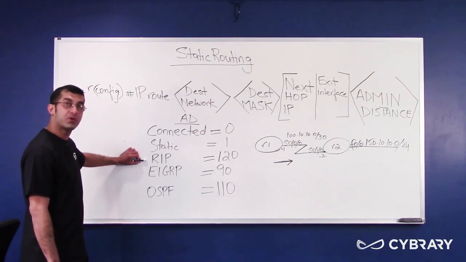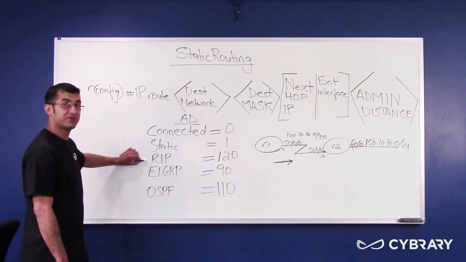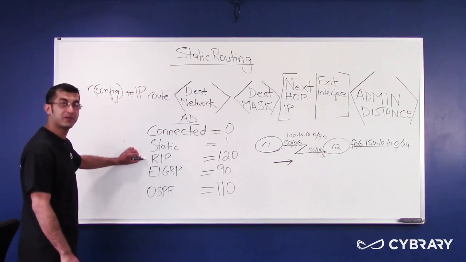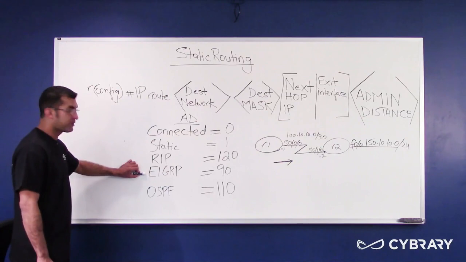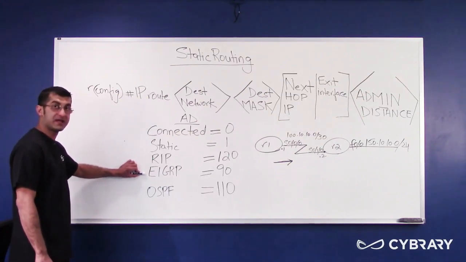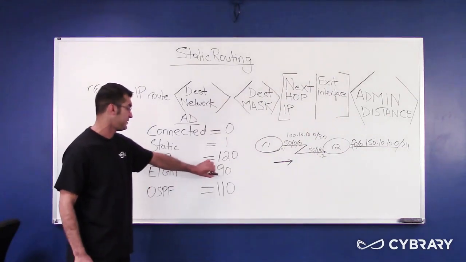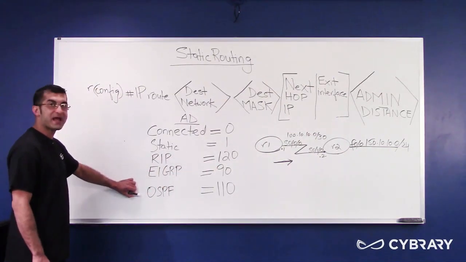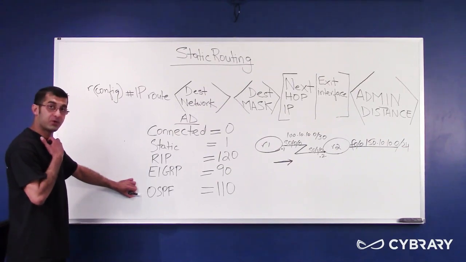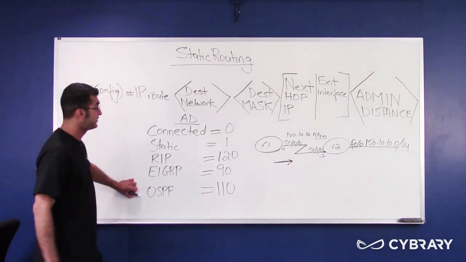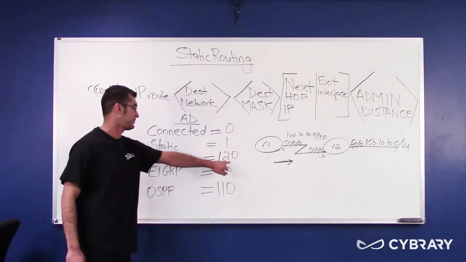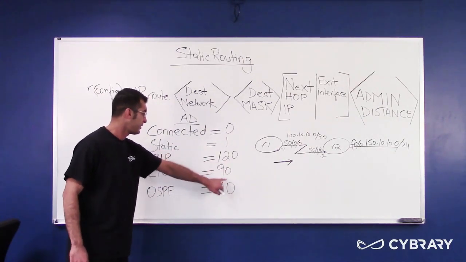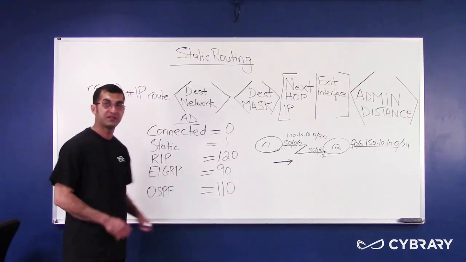A Route Information Protocol route, or a RIP route, has an administrative distance of 120. This will be covered later, and I will point this out. Enhanced Interior Gateway Routing Protocol, or EIGRP, again a dynamic routing protocol, which will be covered later, has an administrative distance of 90. And Open Shortest Path First, which is again a dynamic routing protocol covered later, has an administrative distance of 110. And as I cover these routing protocols, I will point out these administrative distances at that point, but I wanted to list them out for you all in one place for now.